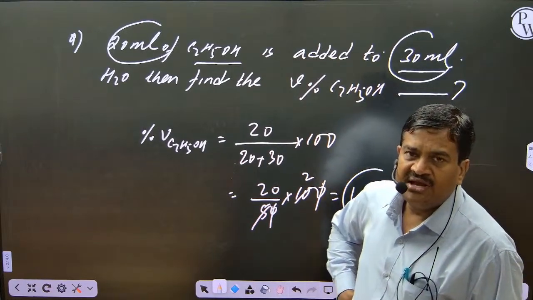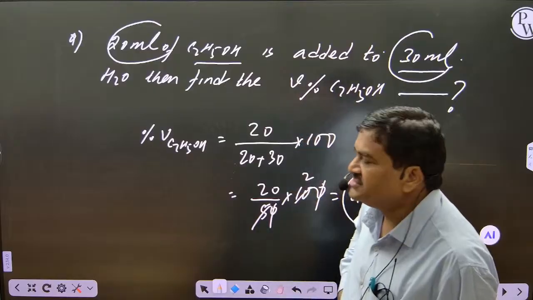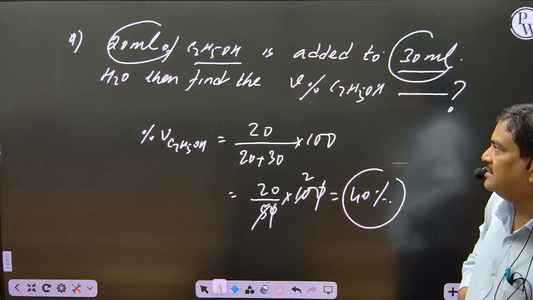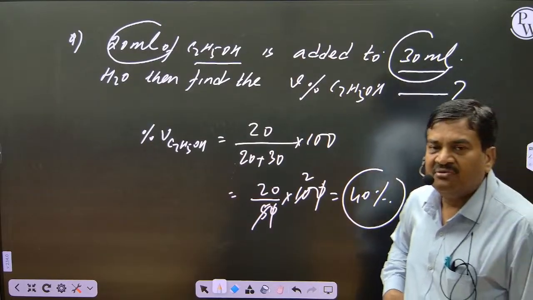Clear, understood all of you? Simple, no? So volume percentage understood. Mass percentage we learned, volume percentage we learned. Now write the next heading, mass by volume percentage.